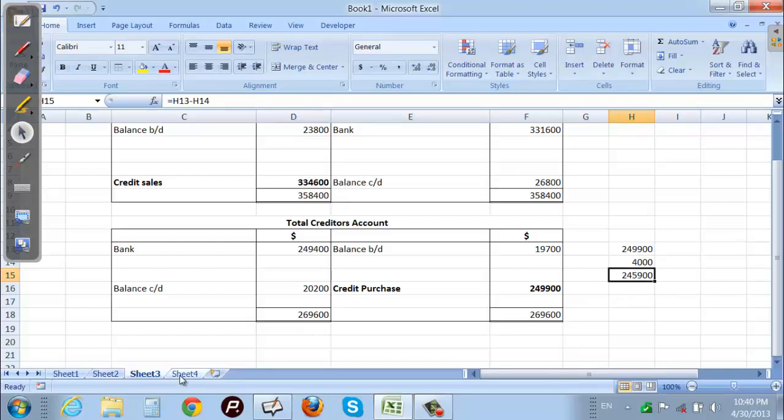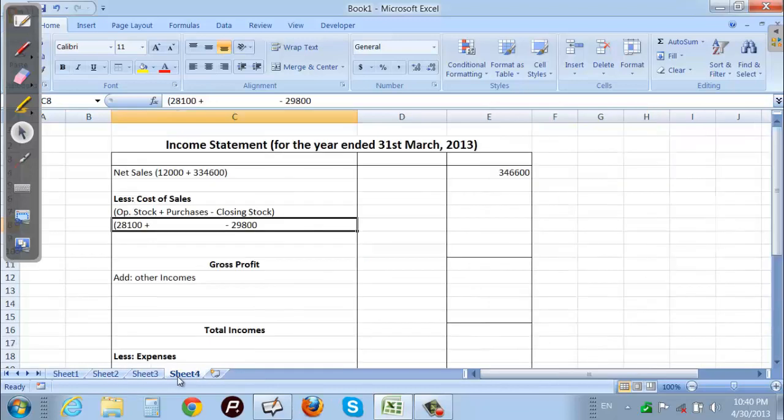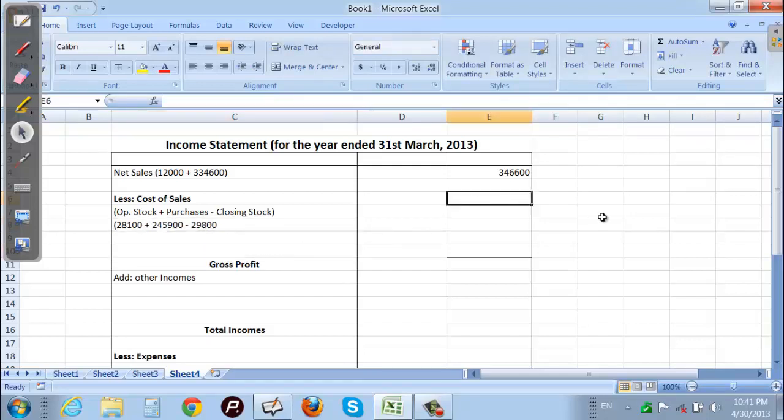Now the remaining amount of purchase we are to consider, and the remaining amount is $2,45,900. So now this we will take in the income statement, $2,45,900. So this is the amount of purchase. Now if we solve this, let's see what will be the amount of cost of sale.